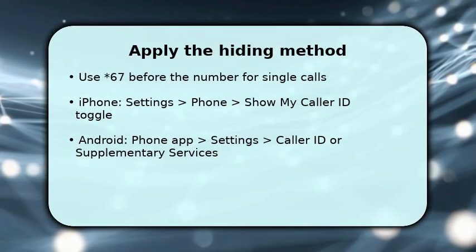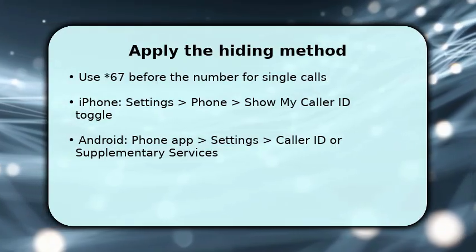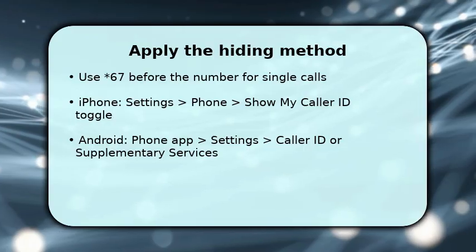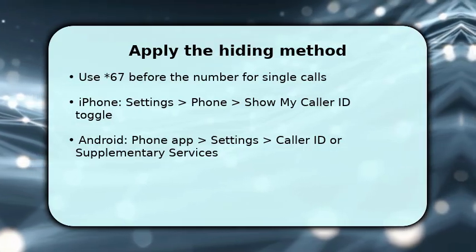Now apply the method you picked. For a single call, dial *67, then the number. The network receives the block request immediately.